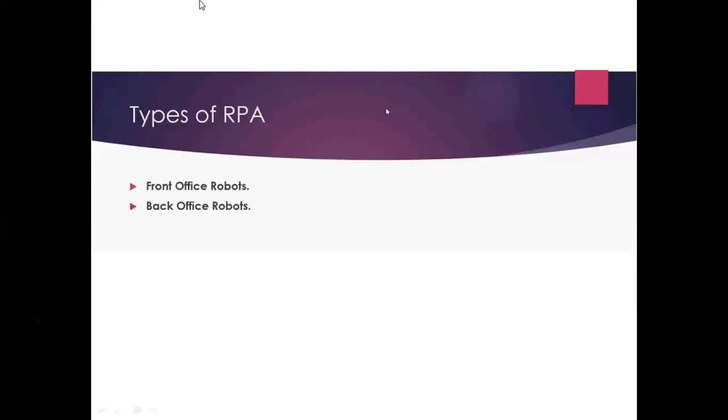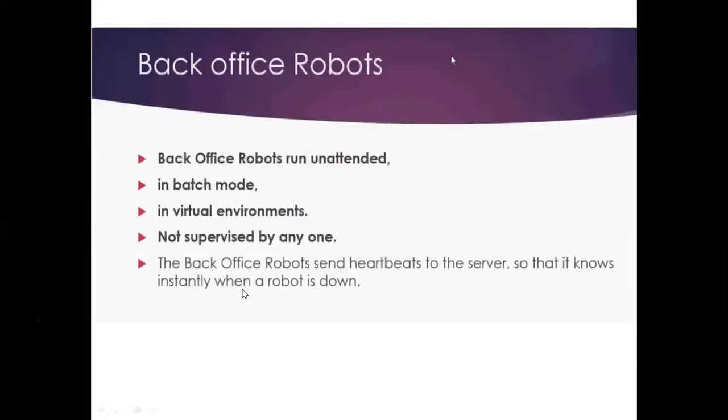Now we'll talk about the different types of RPA: front office robots and back office robots, FOR and BOR. Whenever we want to automate any business application, first we have to decide whether it is FOR or BOR, front office robot or back office robot. Now we'll discuss the definition of back office robots.